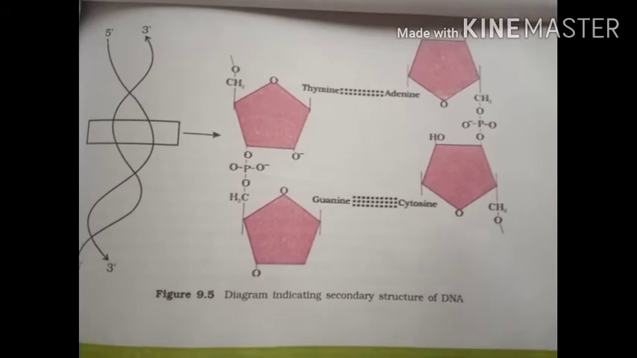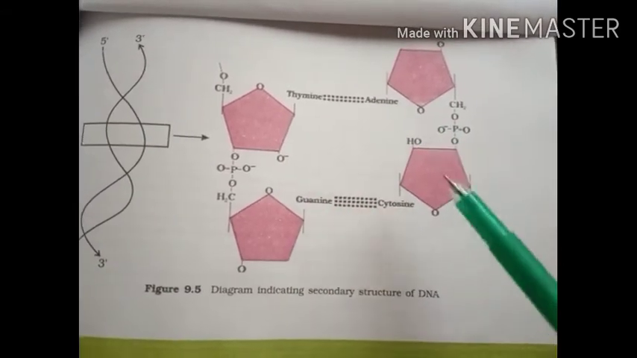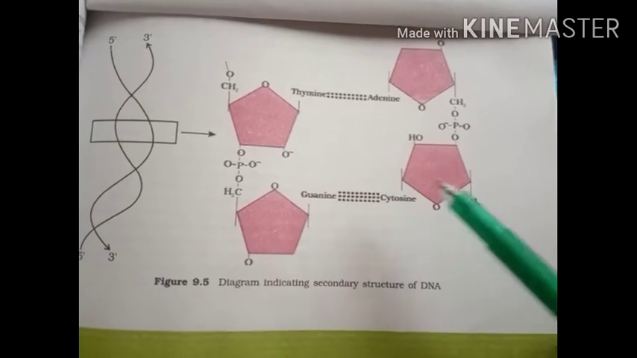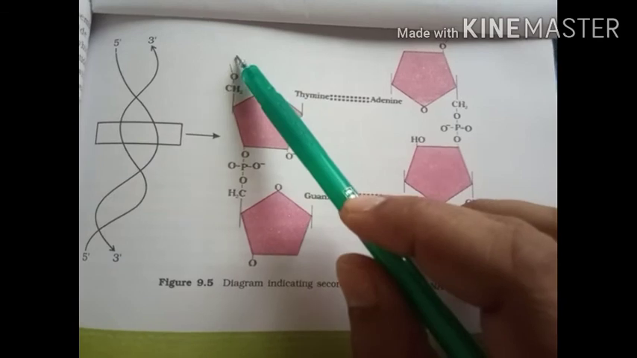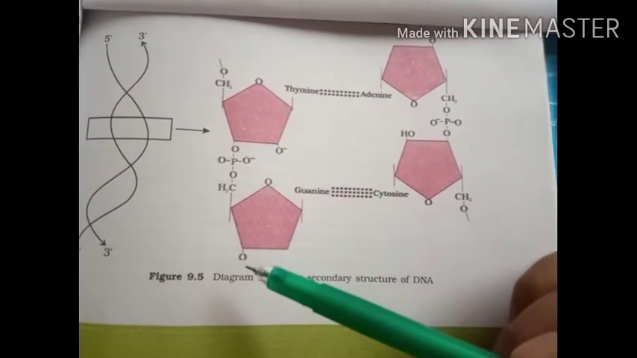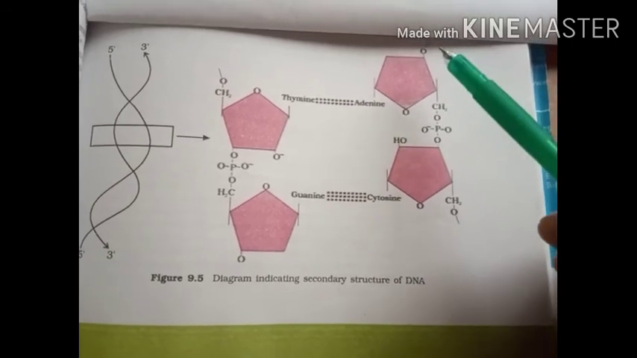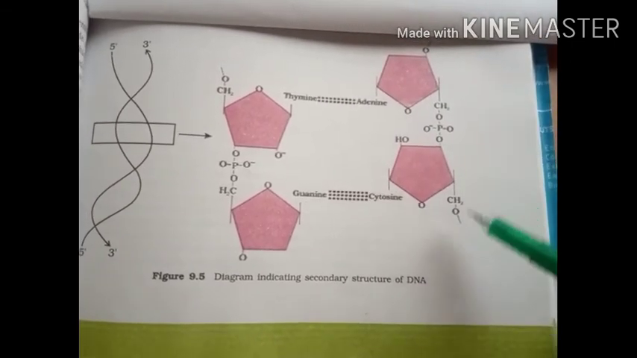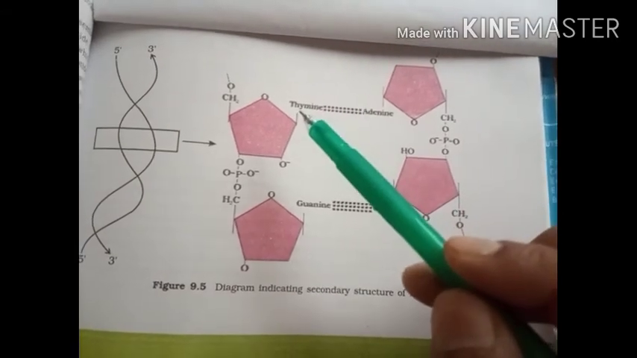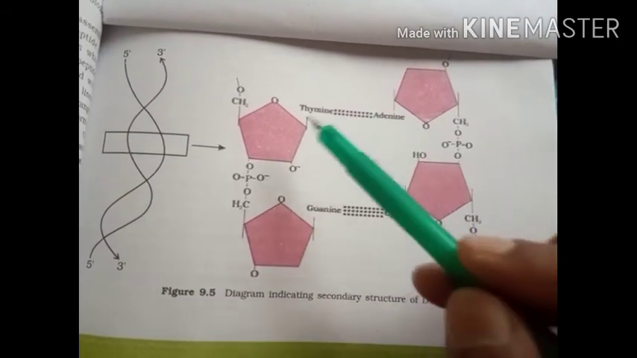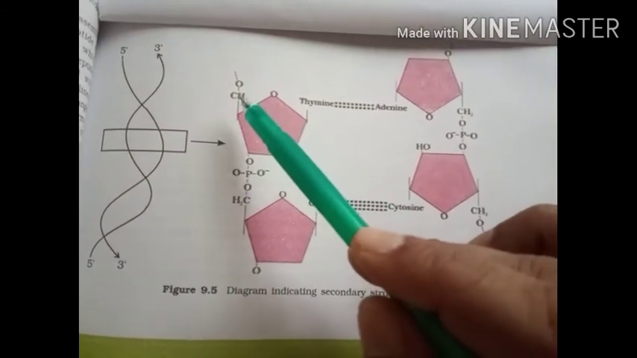So in the diagram, we may observe the two polynucleotide strands of the DNA shown here. Here we may observe this end has the 5' end and this end has the 3' end, whereas the counter strand has the 3' end at the top position and the 5' end at the lower position. And we have discussed that the nitrogenous bases lie in the center and the backbone is formed of pentose sugar and the phosphate group.